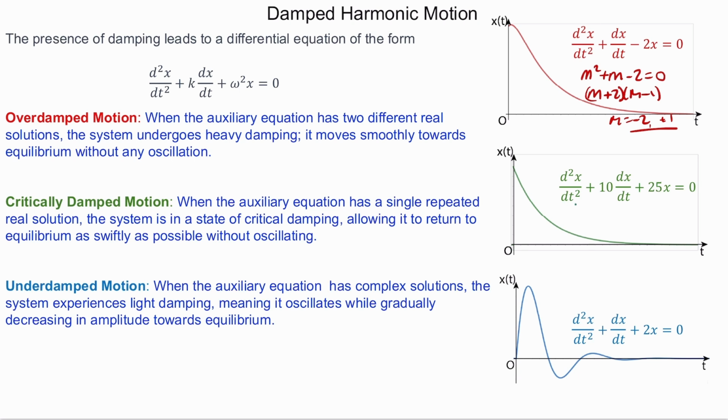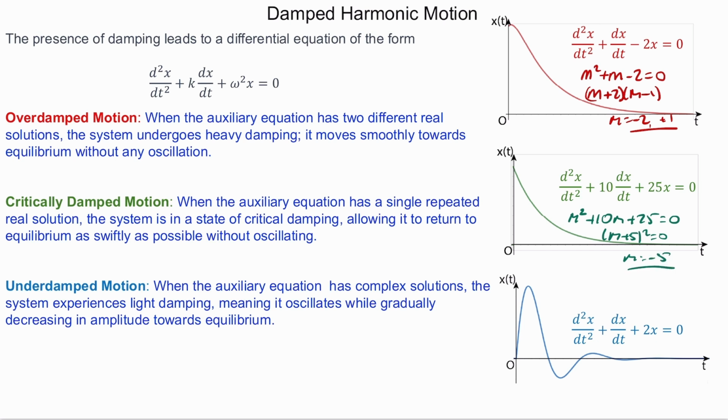You can see that this differential equation would lead to m squared plus 10m plus 25. This will lead to one real solution where we have (m plus 5) squared. So m would be equal to -5.